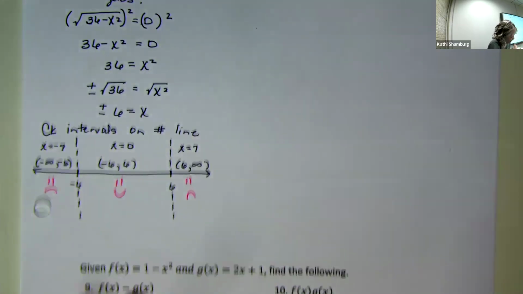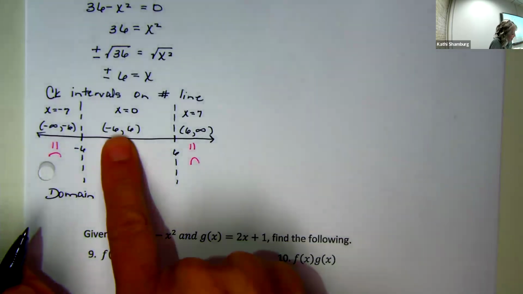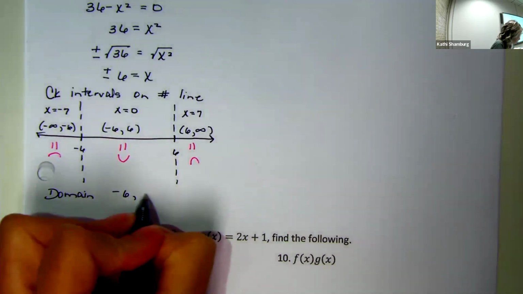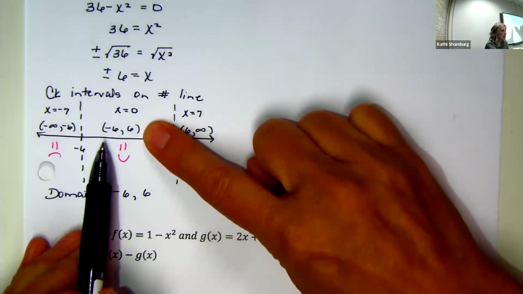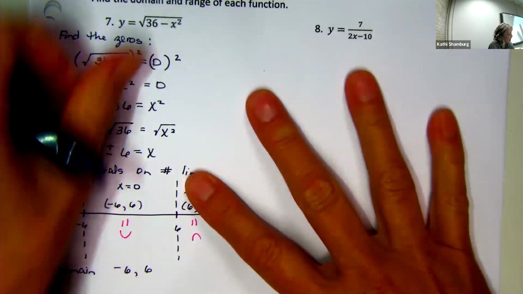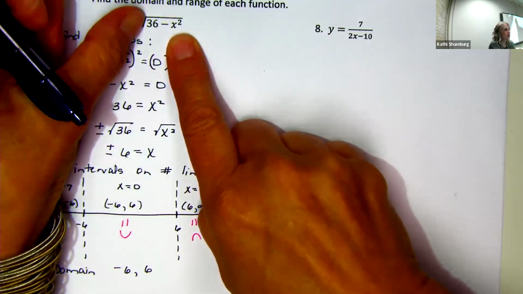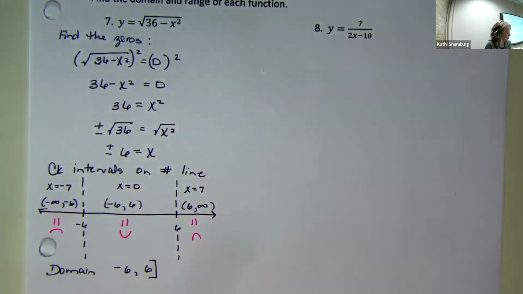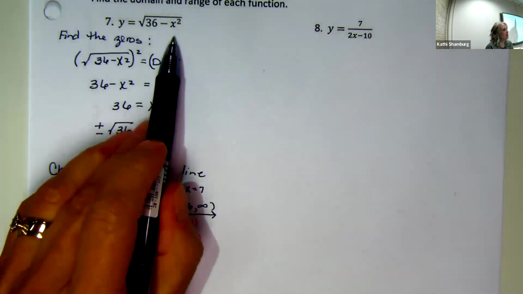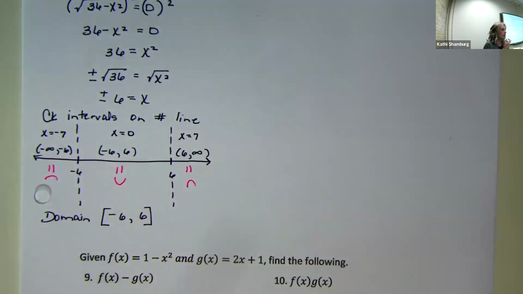Okay, so my domain is -6 and 6. Now, here's where you need to be careful. If you use parentheses, that means you can't use those values. If you use brackets, you can. So let's think about that. All right, if I put +6 in here, I'm going to get 36 minus 36, which is 0. What's the square root of 0? 0, which works. So you can include 6. And then the same thing, because -6 times -6 is +36, you're going to get 0. The square root of 0 is 0. So we're going to do brackets.